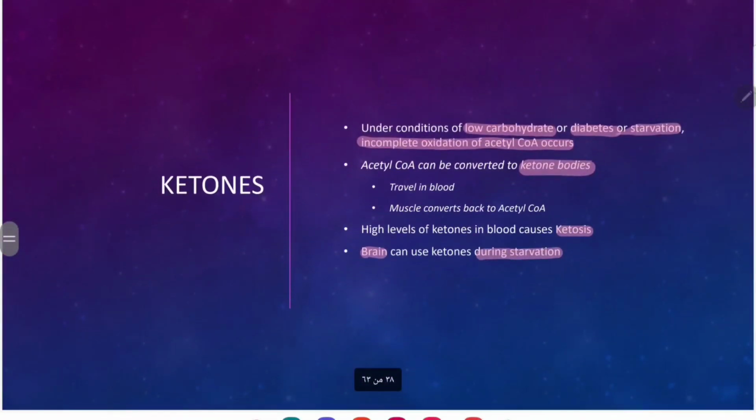The ketones. في بعض الحالات تصير تتحول الفات إلى acetyl-CoA then converted to ketones ويستخدمها الجسم في حالة مثلا starvation أو في حالة الديابيتس أو low carbohydrate intake. So under conditions of low carbohydrate or diabetes or starvation, incomplete oxidation of acetyl-CoA occurs. It can be converted to ketone bodies, travel in the blood, then the muscles converts back to acetyl-CoA. High levels of ketones in the blood will cause ketosis after a while of time, and the brain also use the ketones during starvation.